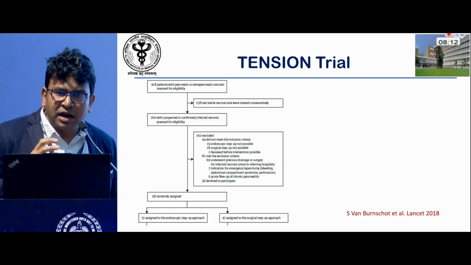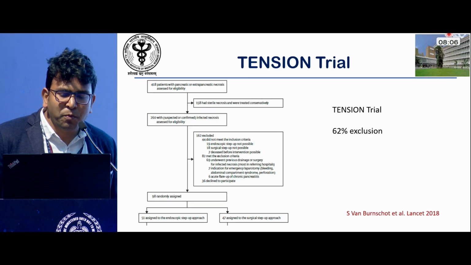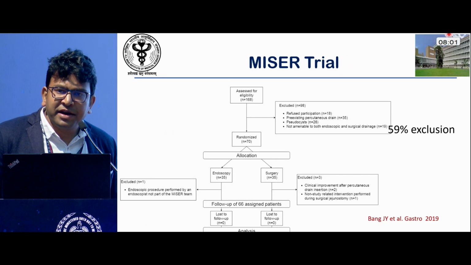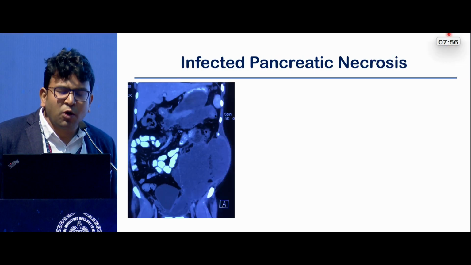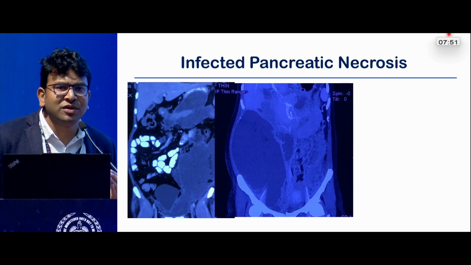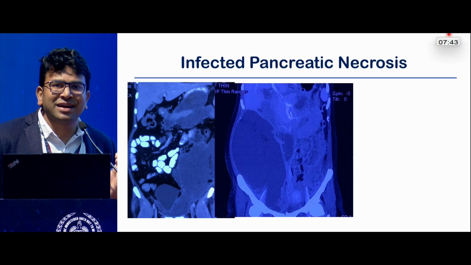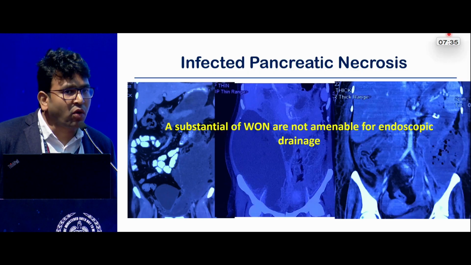If you see the large cohorts of the randomized trials, in the TENSION trial by the Dutch pancreatitis group, there was 62% exclusion of all patients with infected necrosis. In the MISER trial, 59% exclusion of all patients with necrotizing pancreatitis. Why so? Because what we see in our practice are collections of these kinds, and these are not usually amenable for endoscopic transluminal drainage. What you do is put a percutaneous catheter drainage initially to drain this collection, and you struggle for months to take this patient out of sepsis. So a substantial proportion of patients are not suitable.